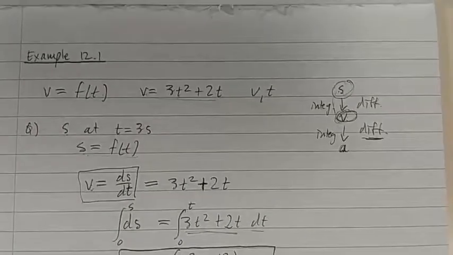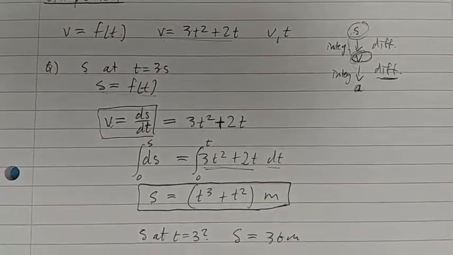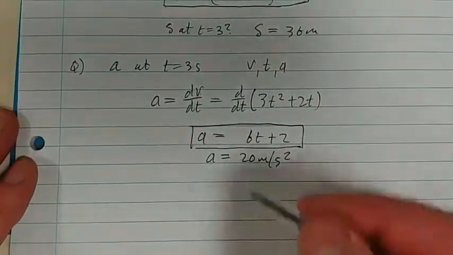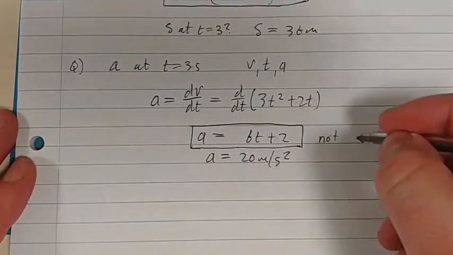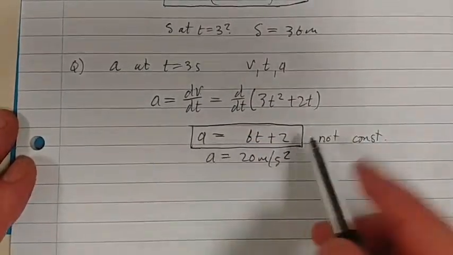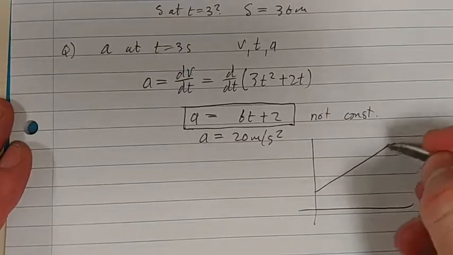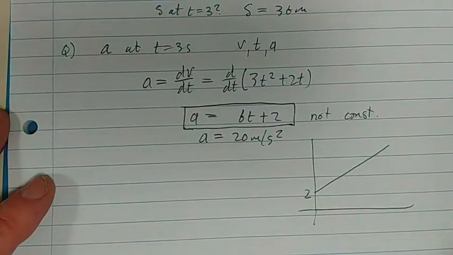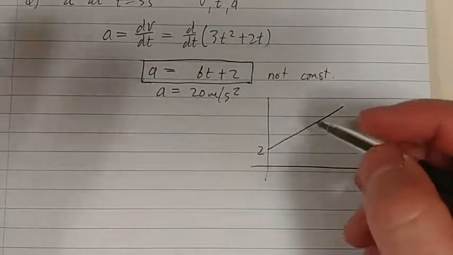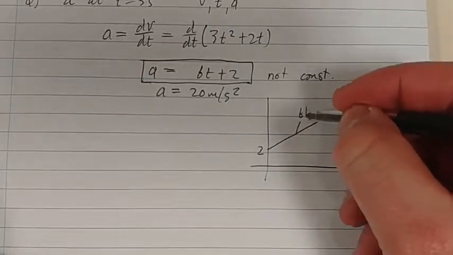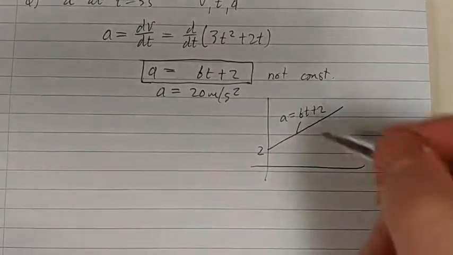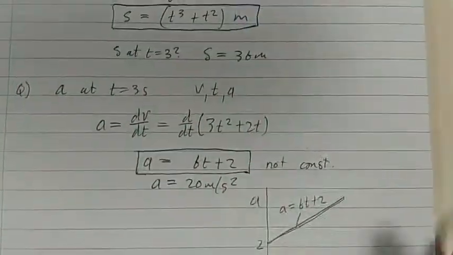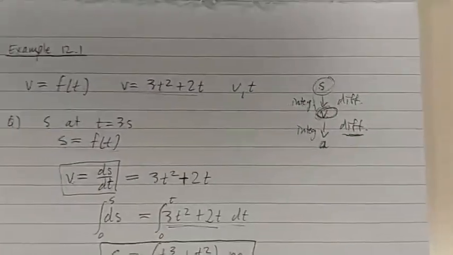I hope that helps. I can't really think of anything else to say here. As you can see, the acceleration here is not constant. It'll probably look something like this. Acceleration is 6t + 2. That's not a constant. If we're looking at our a-t curve, it's not constant. So we've got our acceleration, we've got our position. Cheers.